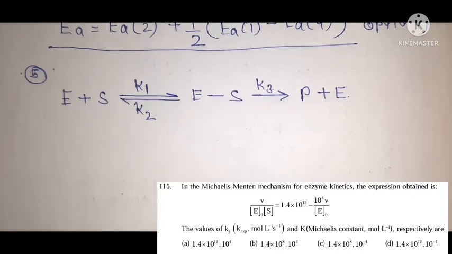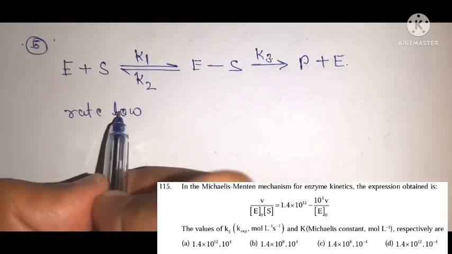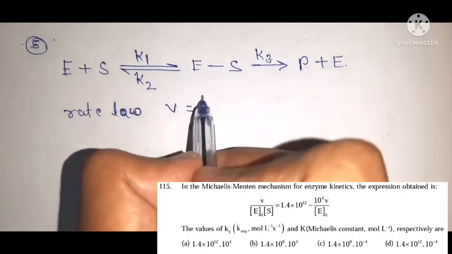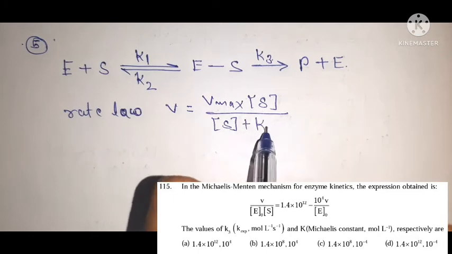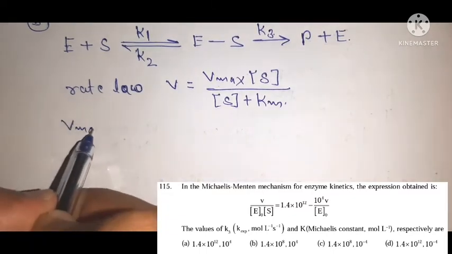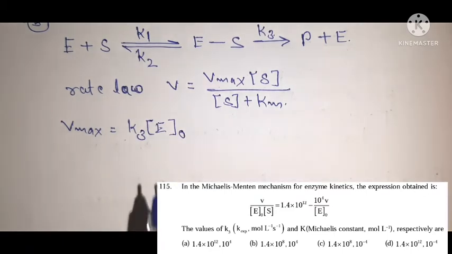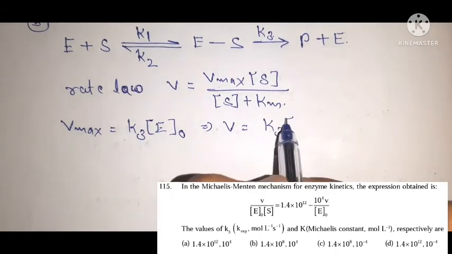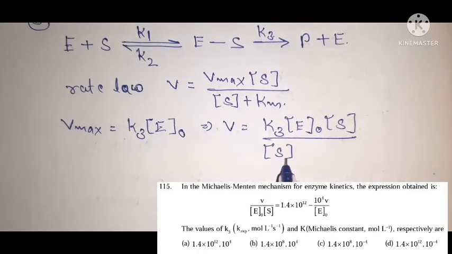Okay, and for this reaction, what is the rate law for the Michaelis-Menten mechanism? The rate law is V is equal to V max multiplied by S upon S plus Km. This is a general formula we all know. That is the rate law in the Michaelis-Menten mechanism. Here we all know that the value of V max is equal to K3 multiplied by E naught. So put the value of this V max in this equation. We get V is equal to K3 into E naught multiplied by S upon S plus Km.